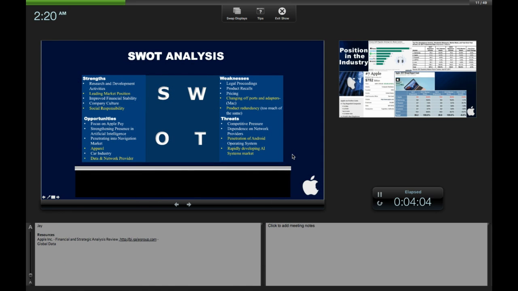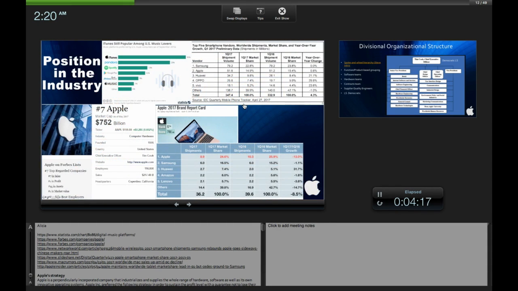Moving on. Now, the SWOT analysis, that's going to be Ye again. He's going to be explaining, strengths are this, opportunities are that, weaknesses are this, and threats are these. Moving on, the position in the industry, this is where Alicia comes back in. Alicia will be explaining where Apple is as a whole and where the products of Apple are.